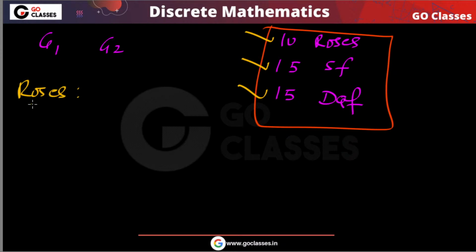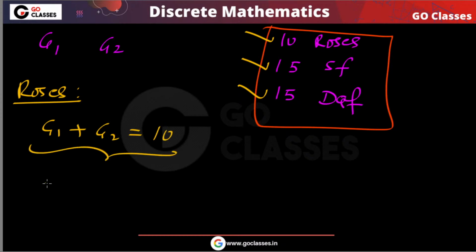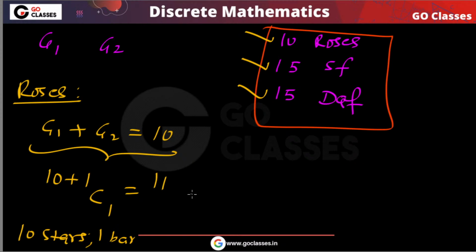So for roses, how many ways are there? G1 plus G2 must be equal to 10. Very simple. Here the answer will be 10 plus 1 C1, because you have 10 stars and one bar. So the answer is 10 plus 1 C1, which is simply 11. So this is the roses distribution.